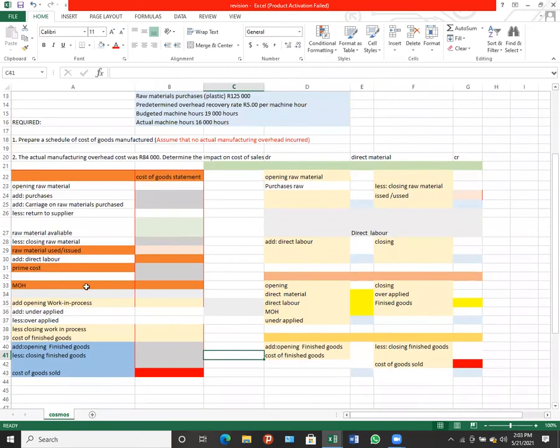The purpose of preparing this statement is to calculate the cost of goods sold. And then this cost we are going to adjust with your over or under applied.